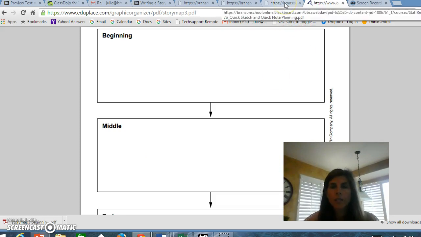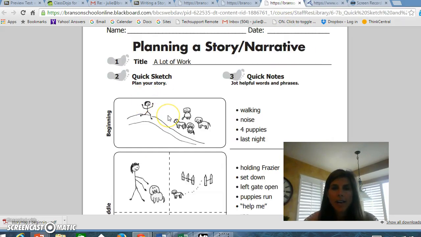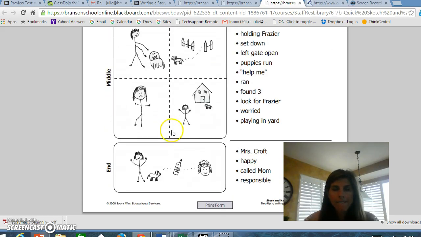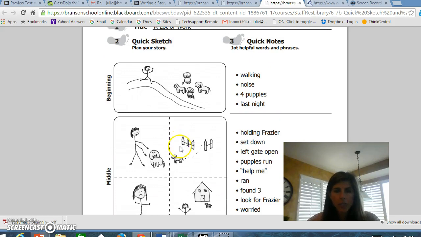So let's take a look at someone's planning. And it kind of looks a little bit different, but this is how this person did it. You can draw pictures, but I want you to write words as well. And so she just wrote a few words here. You don't have to write the complete beginning, because remember, an outline is for you. However, I do want you to fill it out.